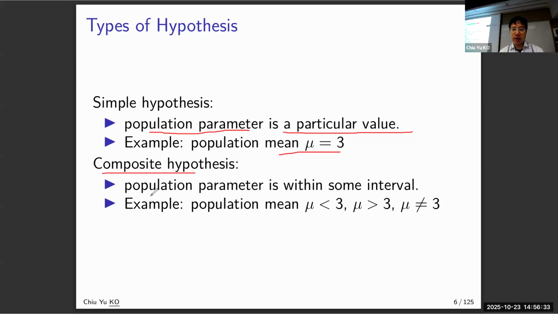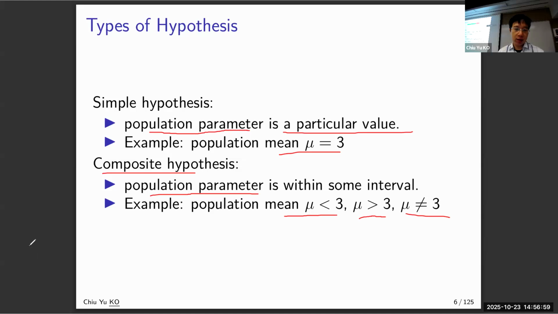So when you say a population parameter mu less than 3, more than 3, not equal to 3, they're saying that mu is more than one value, right? Less than 3 can be 2.99, 2.8, 2.7, right? So if you're going to claim a range, then it will be composite.